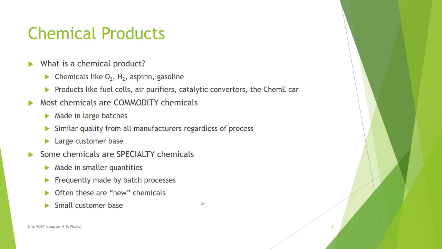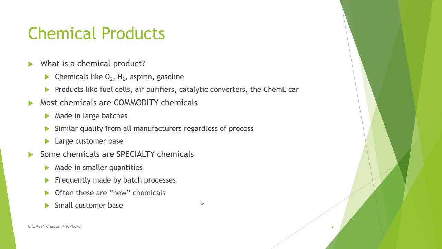Now, most of the business that we end up doing are going to be producing chemical products, and they are going to typically be commodity chemicals. Now, these are the ones that are going to be made in large batches. No matter who's making it, what manufacturer, you're going to get a very similar quality of product. And there are a lot of customers for these. So this is kind of the bread and butter of the chemical industry.